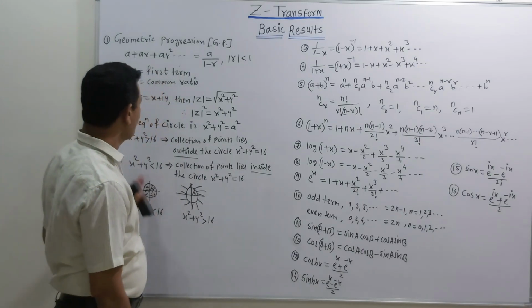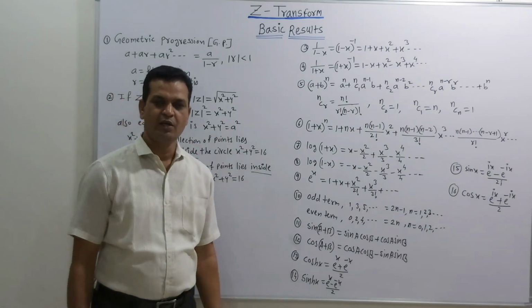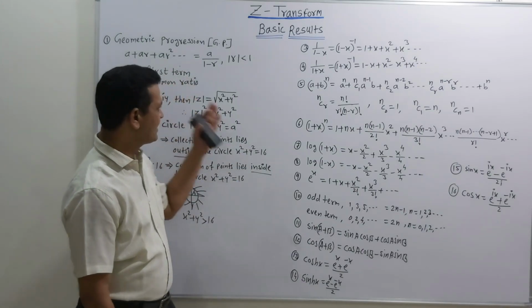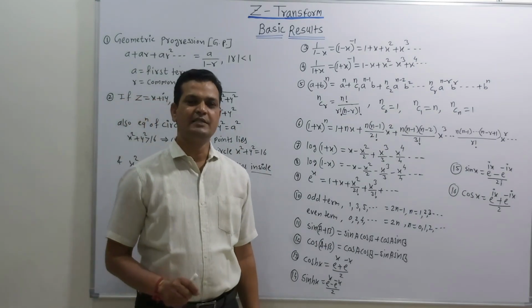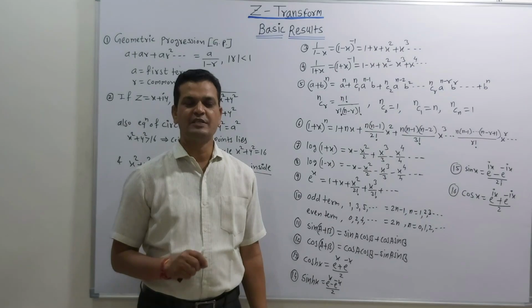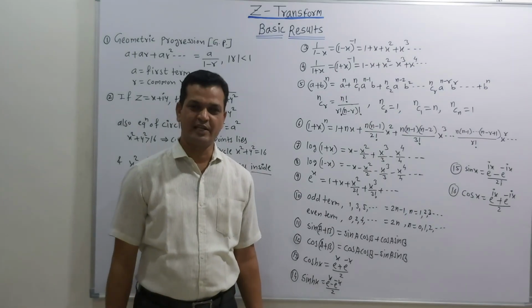So please try to understand all these results. If we understand all these results, or if you remember all these results, then you can easily solve the examples which are related to Z transformation.